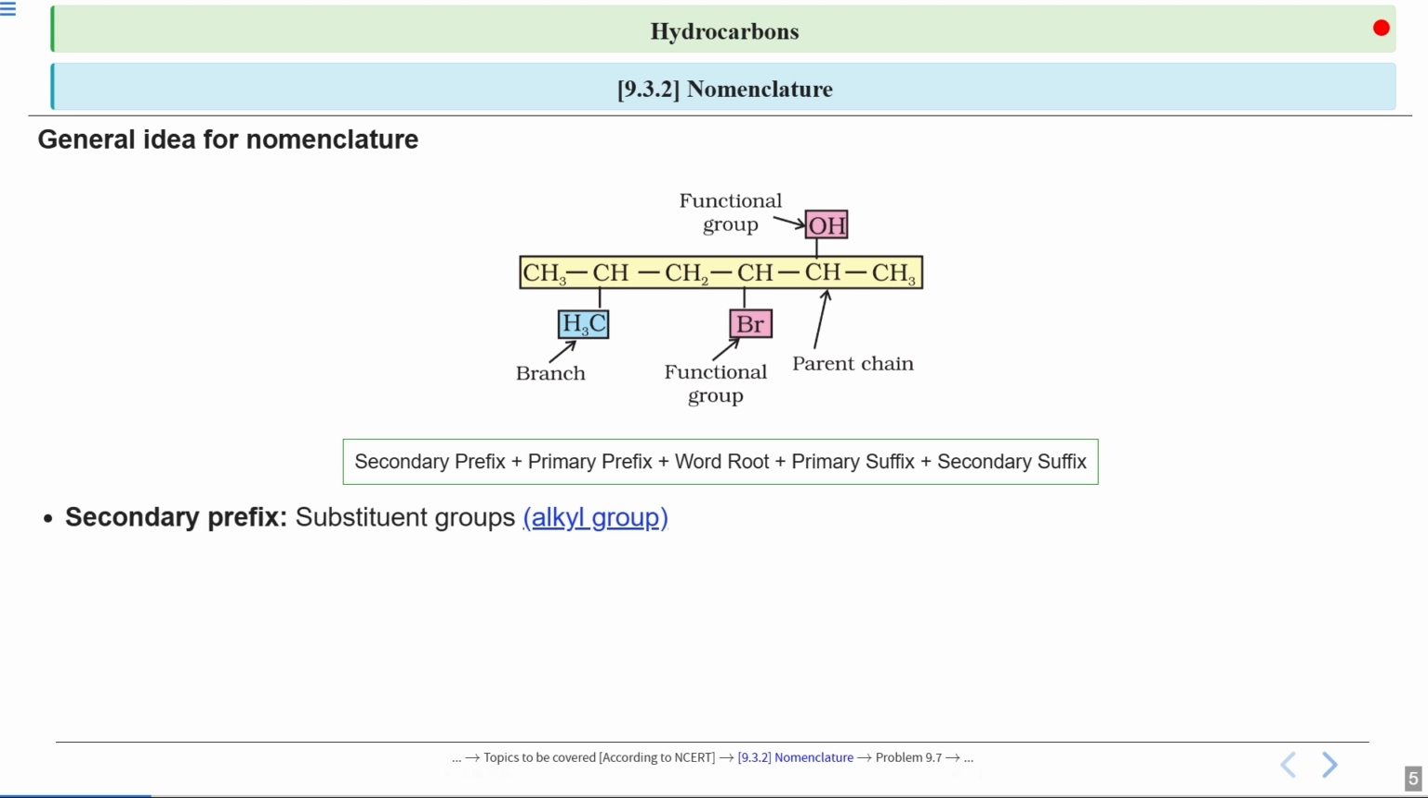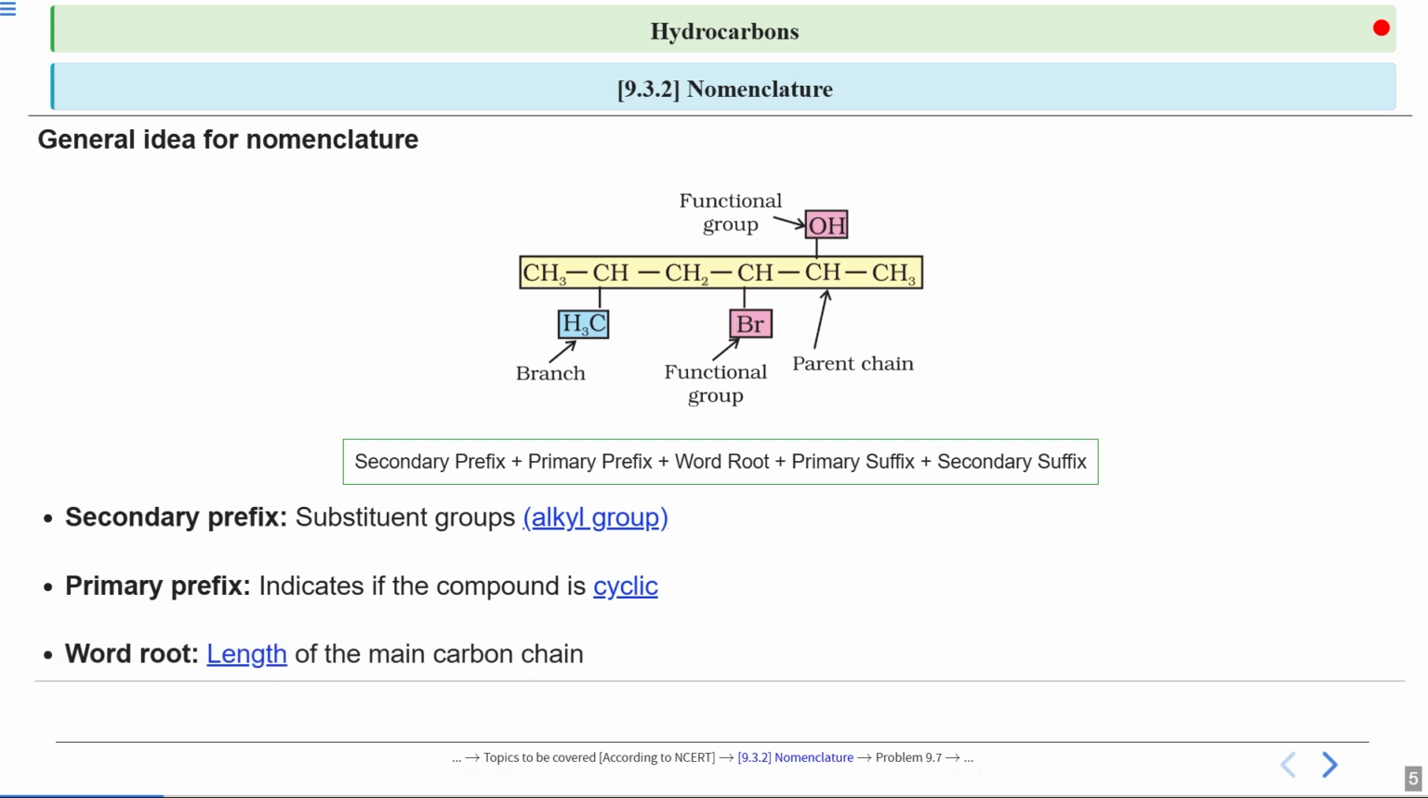First of all, the secondary prefix is used for any substituent group which is present in a hydrocarbon. So that substituent in the case of hydrocarbon is mostly alkyl, but if you have a functional group also, then they can also be placed in the secondary prefix section. Now next we have primary prefix. This indicates whether your compound is cyclic or not. After that, we have to select the longest chain.